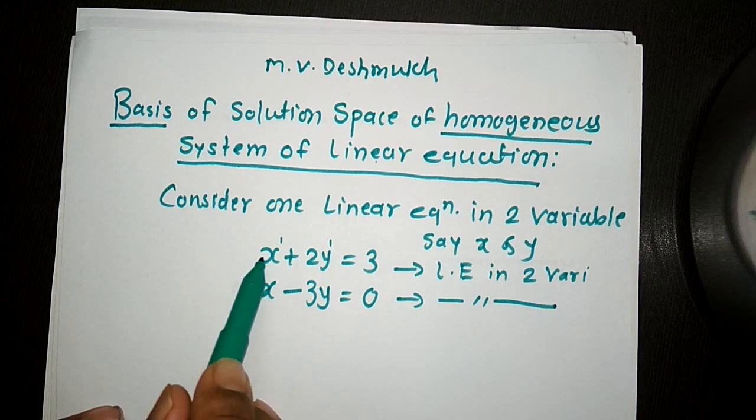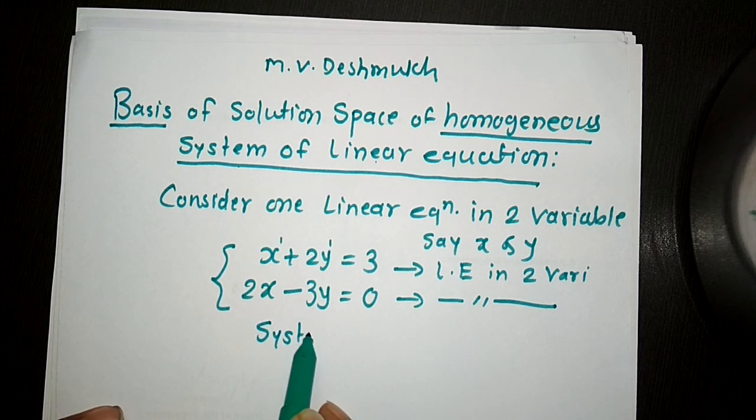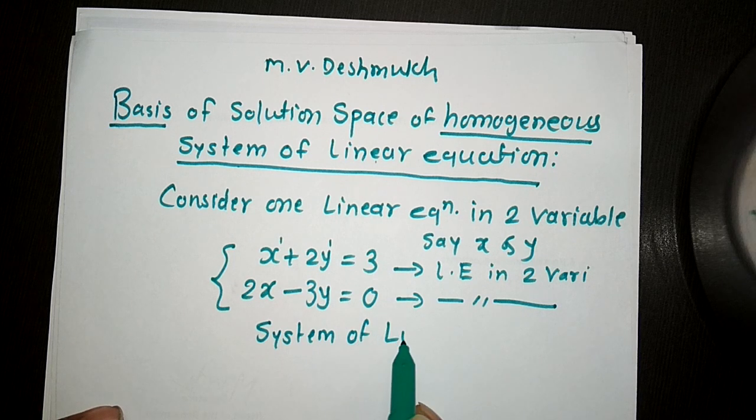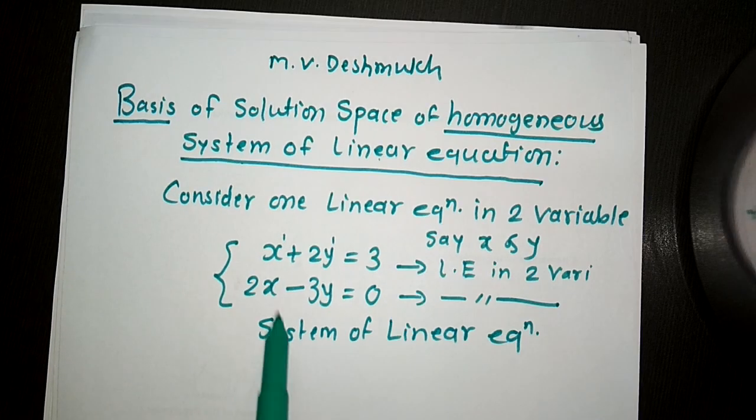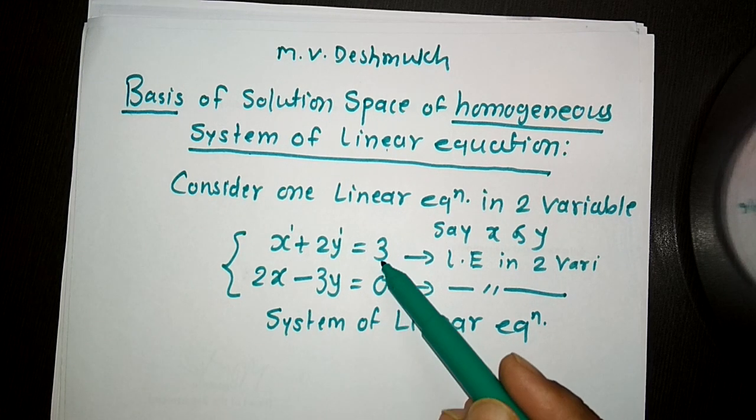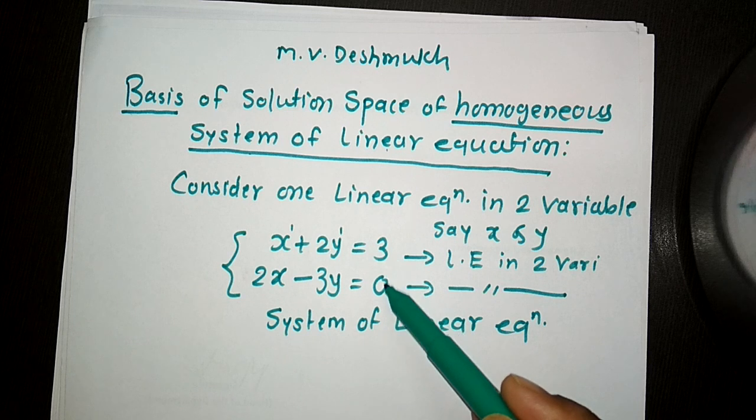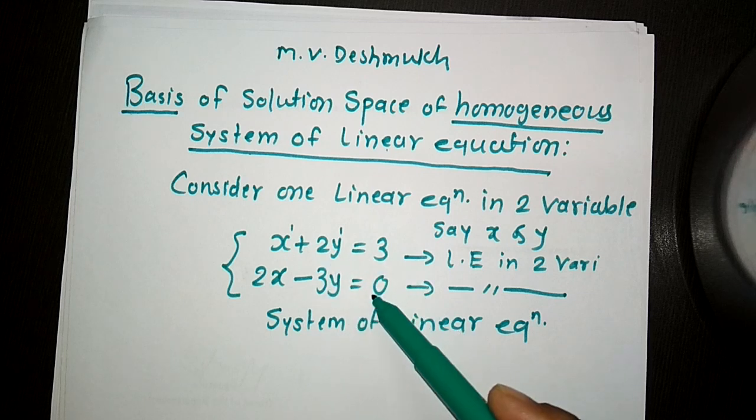So there is more than one equation, therefore such a set of linear equations is known as a system of linear equations. Now if such a system is given to you, the system of linear equations has two types. One is homogeneous and the other is non-homogeneous. How to identify the system? See the right side constants of these equations. They are non-zero because 3 is a non-zero term. Therefore this system is a non-homogeneous system.